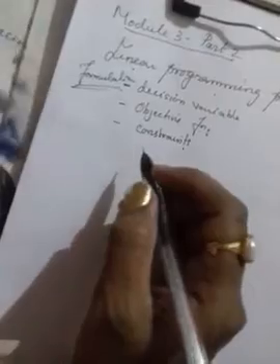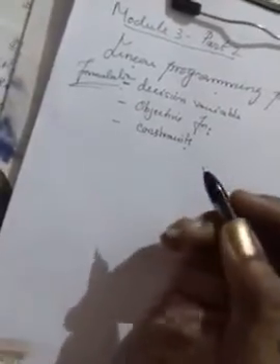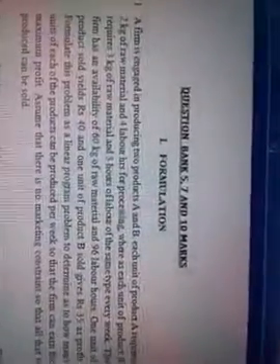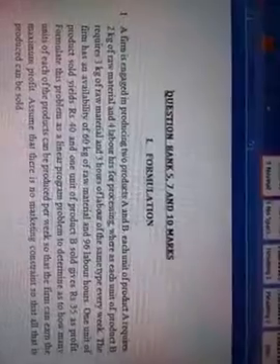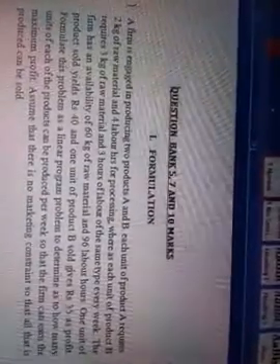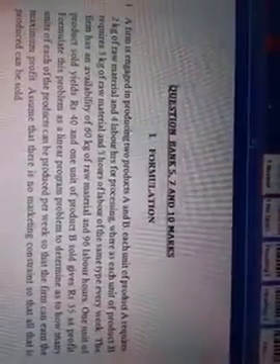So now we'll see linear programming problem number 1. So this is the problem number 1. Okay, you just pass this one and write down in your class. Take down this problem number 1. Okay, write down in your note.